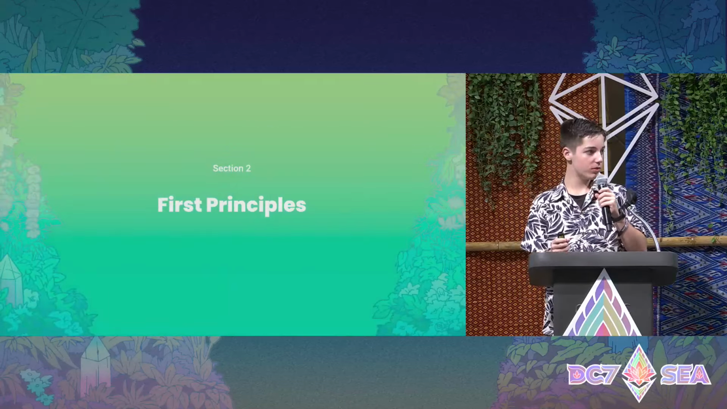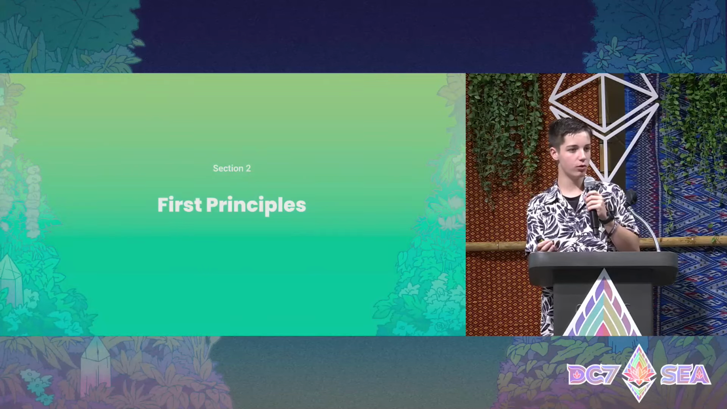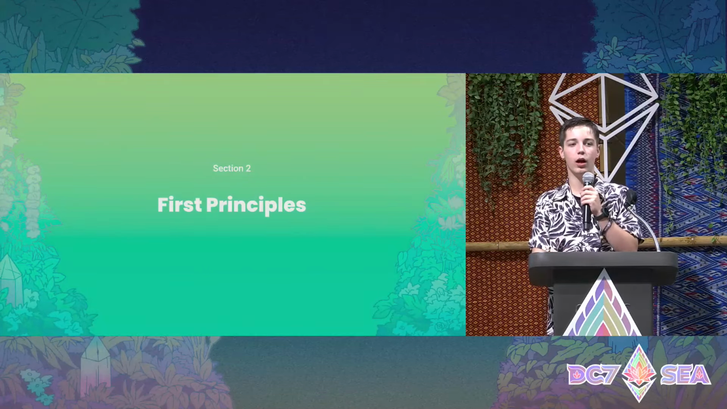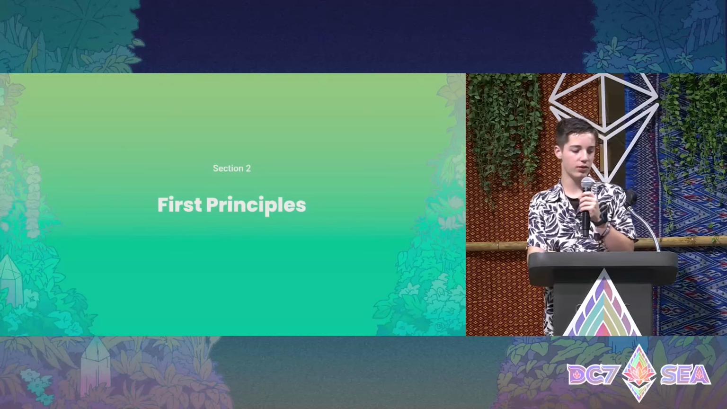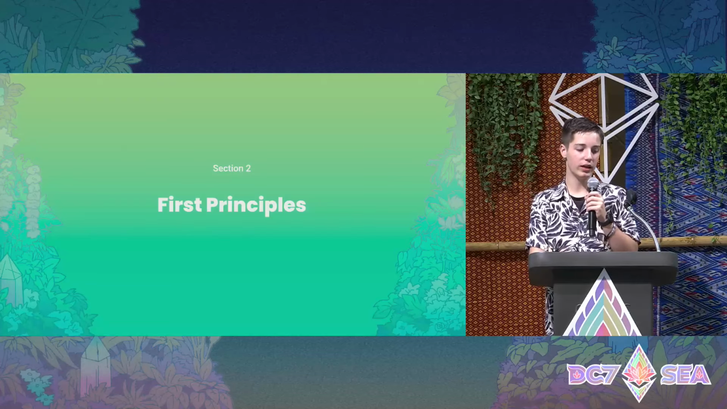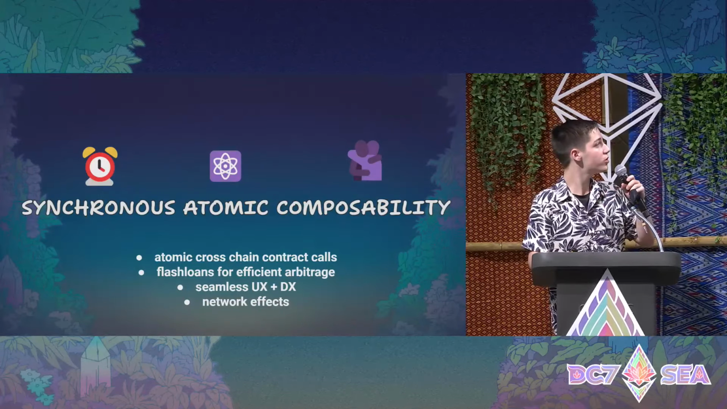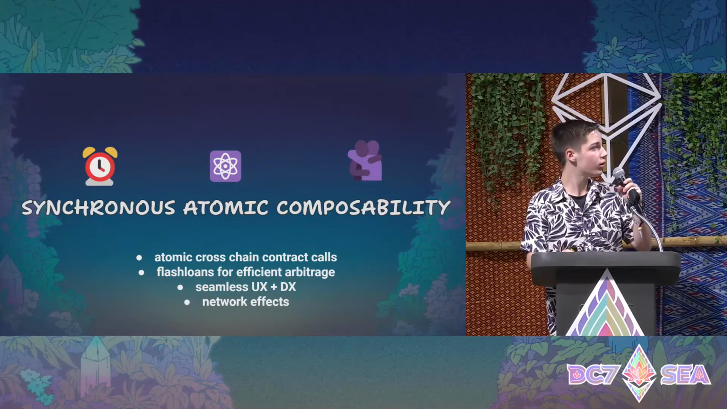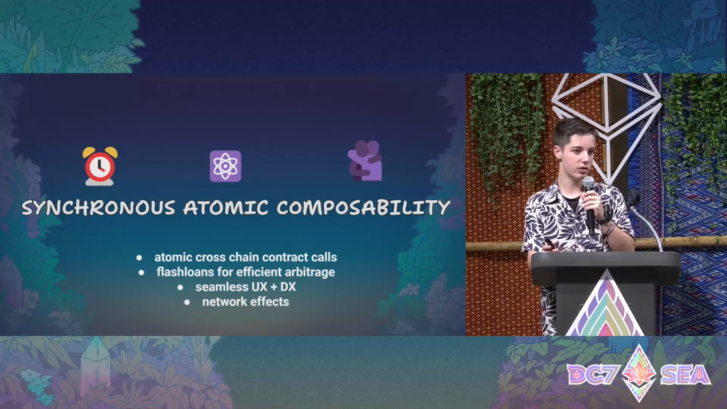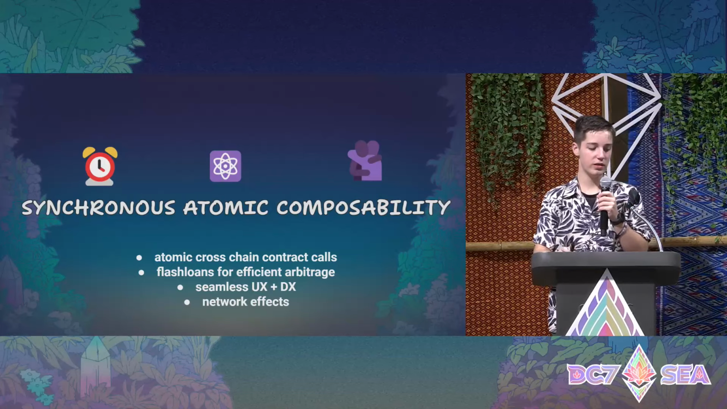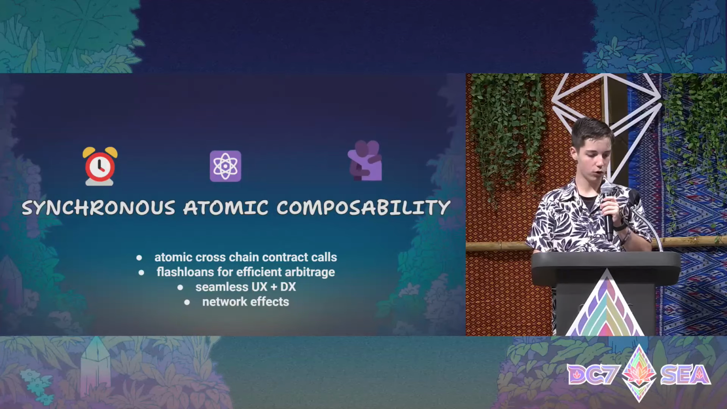So let's take a step back. Let's think from first principles, with all the data, with all the research, and with all the teams that we have now: what are the things that we really want to get out of base sequencing? The first thing, in my mind the most important, is synchronous atomic composability. And this is a buzzword for sure. What I think that means is atomic cross-chain contract calls that are sufficient for flash loans.